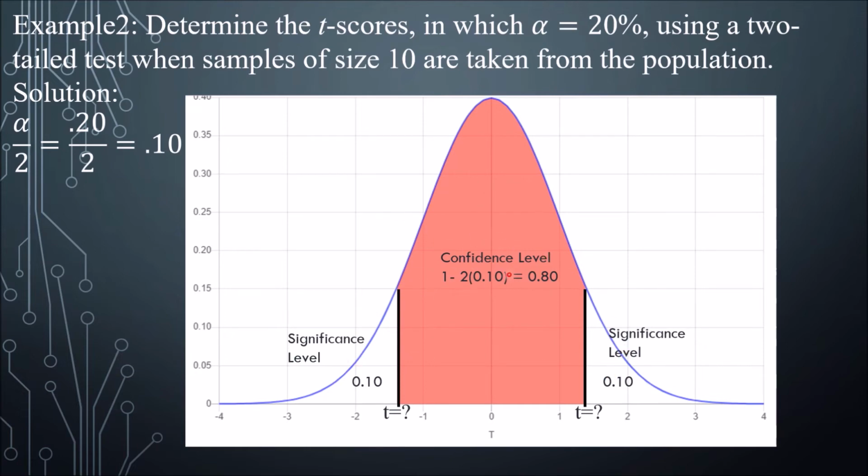And this is the confidence level. That's 1 minus 2 times 0.10, because there are two 0.10 tails. So 1 minus 2 times 0.10 is 0.80 or 80%. That's the confidence level. Now we need to find this t-score, the negative and the positive. That's why it says here, determine the t-scores. So there are two t-scores, the negative and the positive.